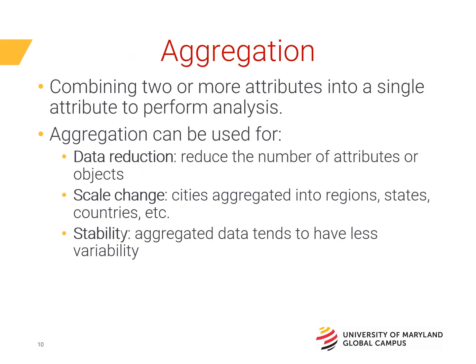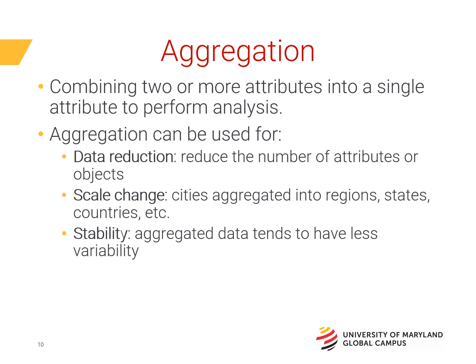So aggregation, that is a way to combine two or more attributes into a single attribute to perform analysis or to simplify our analysis. Now, aggregation can be used for data reduction. So as you combine attributes, you will have a smaller number of attributes. So that is one way of reducing the size of the data.